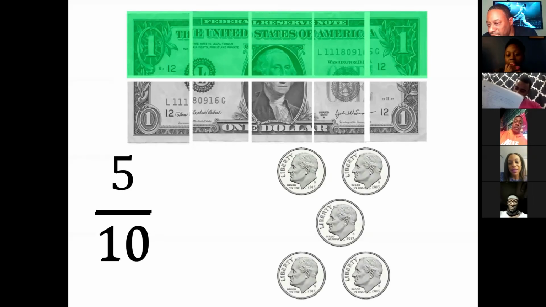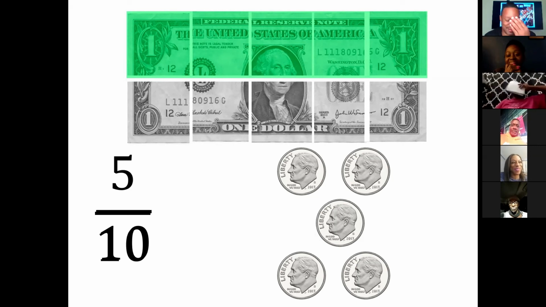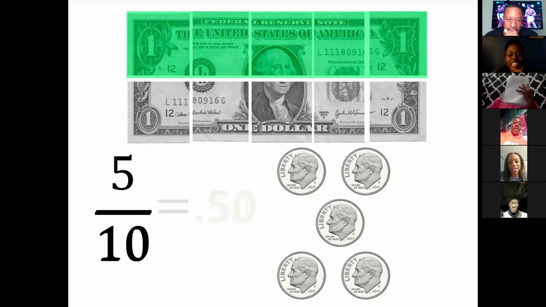5. Keith Williams, I need to know what you're doing over there on the screen. How much money is this? Keith Williams, nobody can hear you, stop talking. How much money is on the screen? Anybody can answer. 50 cents.